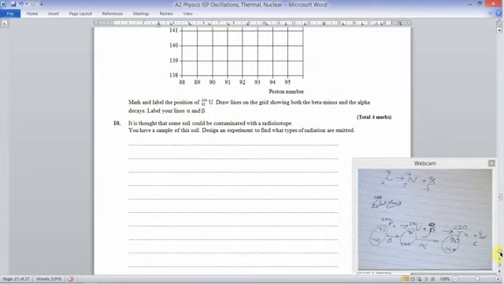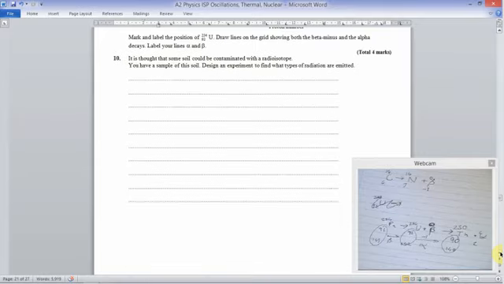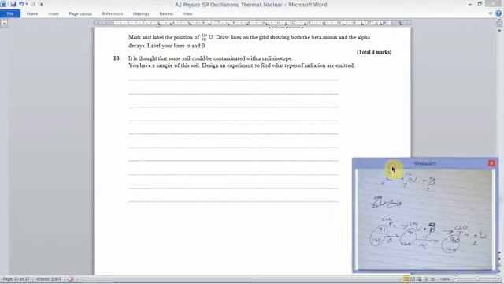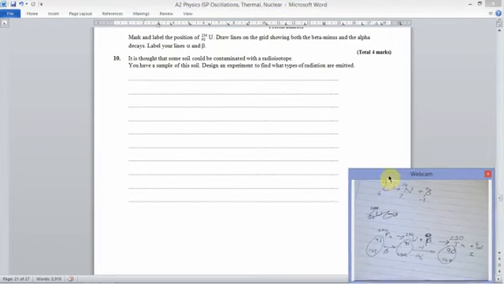Last question to get for 4 marks. It's thought that some soil might be contaminated with a radioisotope. You have a sample of the soil, design an experiment to find out what type of radiation is emitted. So this is an absorber experiment. But remember, the first thing you always need to do in these sort of experiments is to measure background. Okay, so it's a 5 mark question usually, these sort of things. Yeah, there we go. 5 marks.